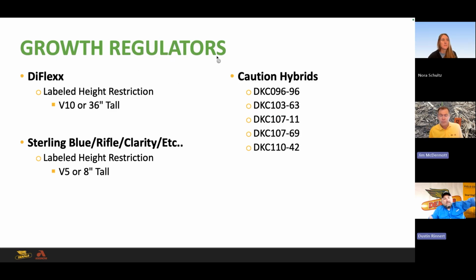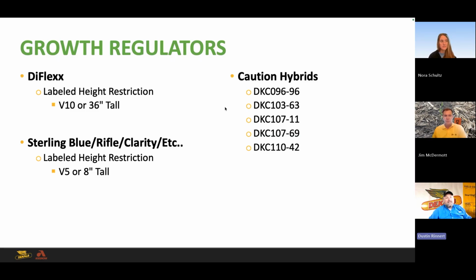Obviously, we had a great week last week. We've had a good week this week as well. Hopefully, we're wrapping up a lot of these applications. But again, we're spraying a lot of growth regulators, hopefully a safe end product like Diflex. So we just wanted to call it out again. We're up to V10, 36-inch tall corn.